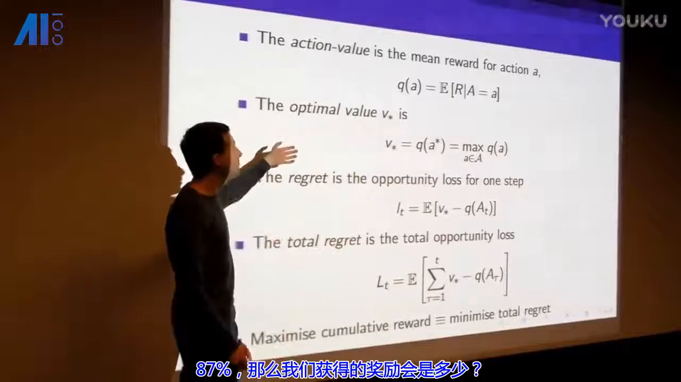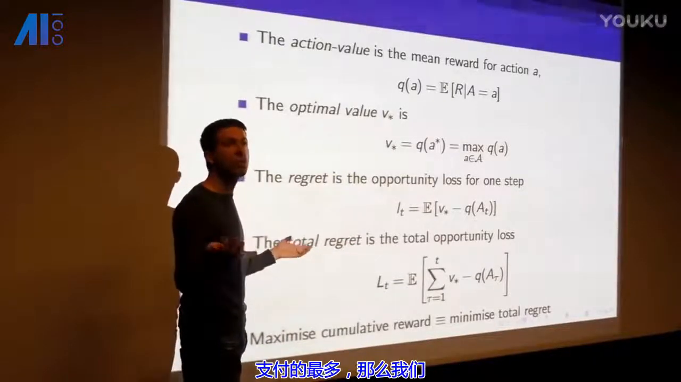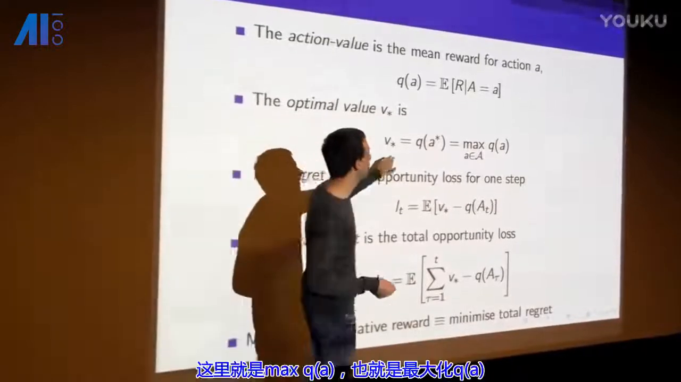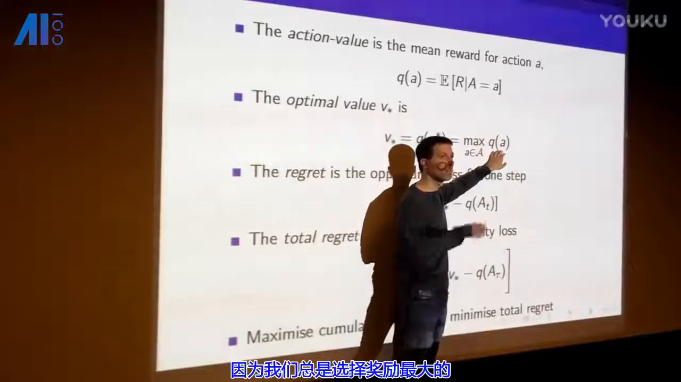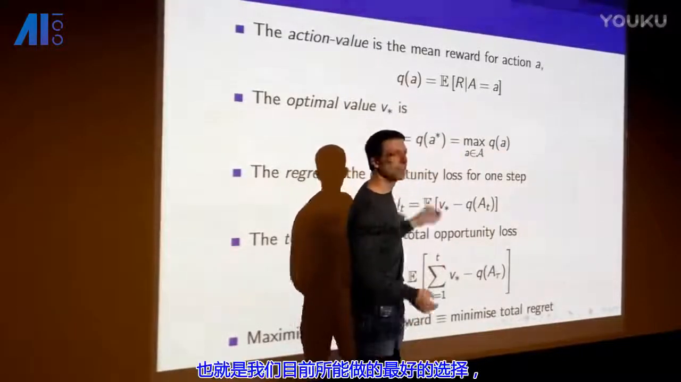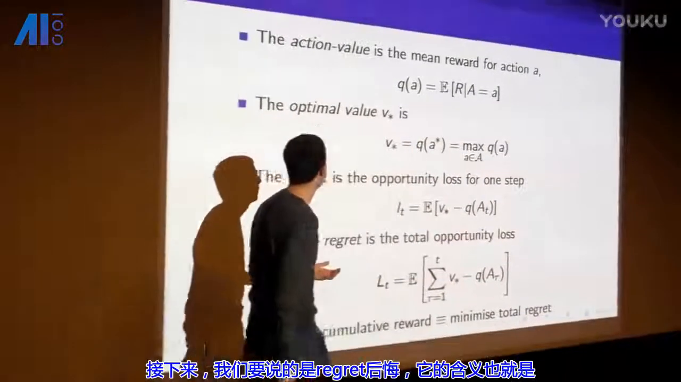The optimal value is the best that we could possibly do. If we knew which machine paid out the most, we would always pick that machine again and again and again. So we would get the max of all our Q values, because we'd always choose the machine with the maximum payout. That's V star, the best we can do in this domain. We can just keep getting V star again and again and again.